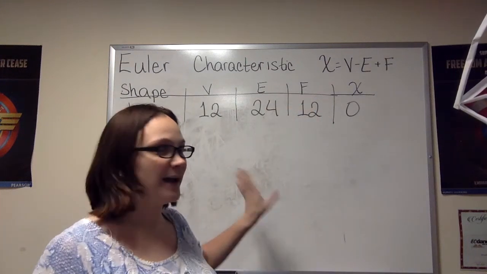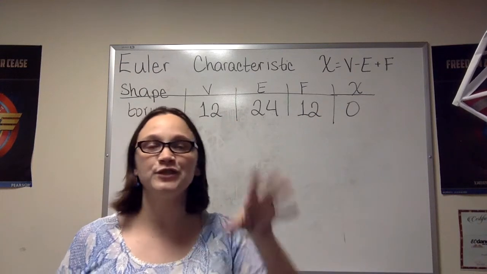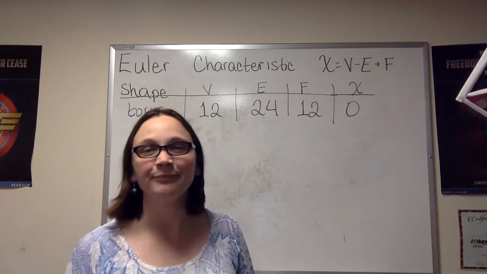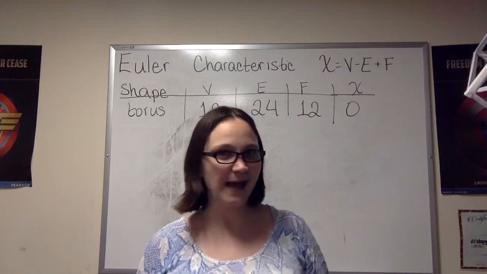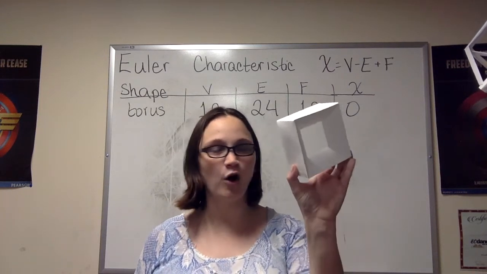This time, when I try to find my Euler characteristic, I end up with 12 minus 24 plus 12, which is 0. So it's no longer 2. We broke it. So what exactly happened here? Why wasn't it 2 like the rest? And the answer is the Euler characteristic is detecting the hole.